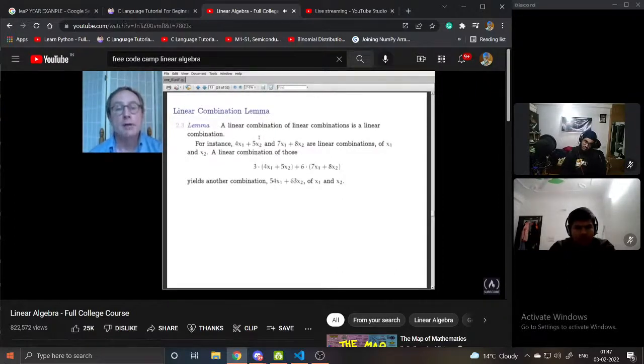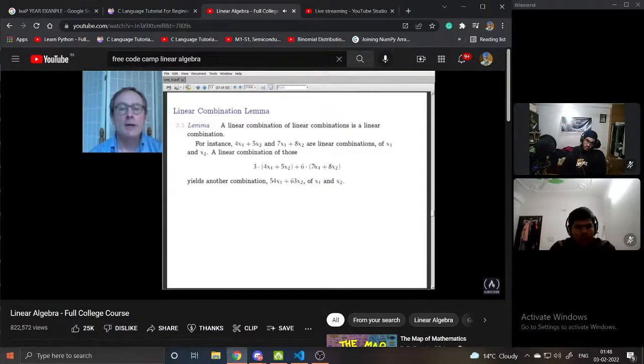It says that a linear combination of linear combinations is a linear combination. What does that mean? So, for instance, if you take a linear combination like 4x1 plus 5x2, and another linear combination 7x1 plus 8x2, and you write them down, there's the 4 and the 5, there's the 7 and the 8, and you take a linear combination of those two, 3 times the first plus 6 times the second, what you end up with when all the smoke clears, 3 times 4, 6 times 7, that gives you 54. 3 times 5, 6 times 8, that gives you 63, if I did it right.